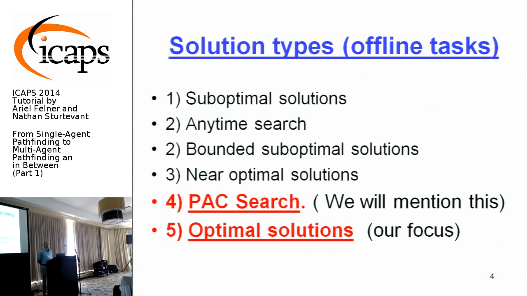We have many types of solutions: suboptimal, anytime, bounded suboptimal solution, near optimal solution. There is also PAC. I would like to mention this in a few minutes, but I would like to focus on optimal solutions, okay? Which means I must expand all the nodes that A star expands, whatever that means. We'll talk about this also later.